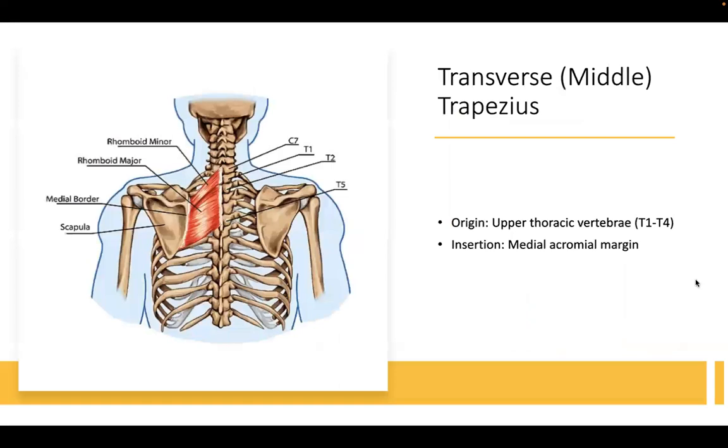So next we have the transverse or the middle part of the trapezius. The origin is the upper thoracic vertebrae from T1 to T4, located right along the spine. And the insertion is the medial acromial margin, located at the medial border of the scapula towards the middle of the body.